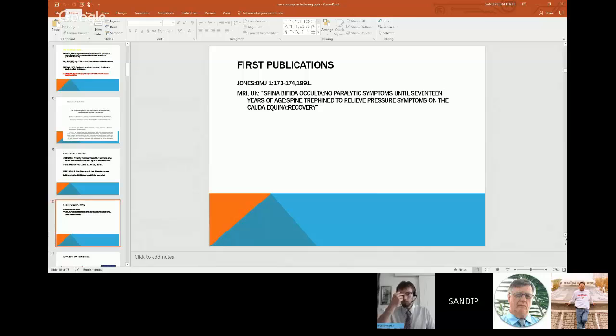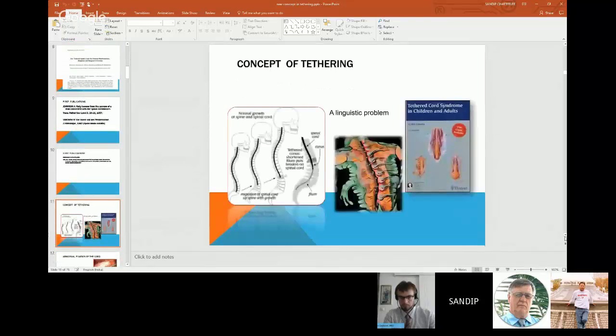The first publication in the BMJ in 1891 reported a child with a spina bifida occulta who had no paralytic symptoms until the age of 17. At this point of time, the spine was trephined and pressure symptoms on the cauda equina were relieved, and apparently this led to neurological recovery as documented in this publication. And this was the first publication which showed that if you had a tethered cord and you could somehow untether it, unfix the bottom of the cord by some means, then the neurological symptoms could reverse.